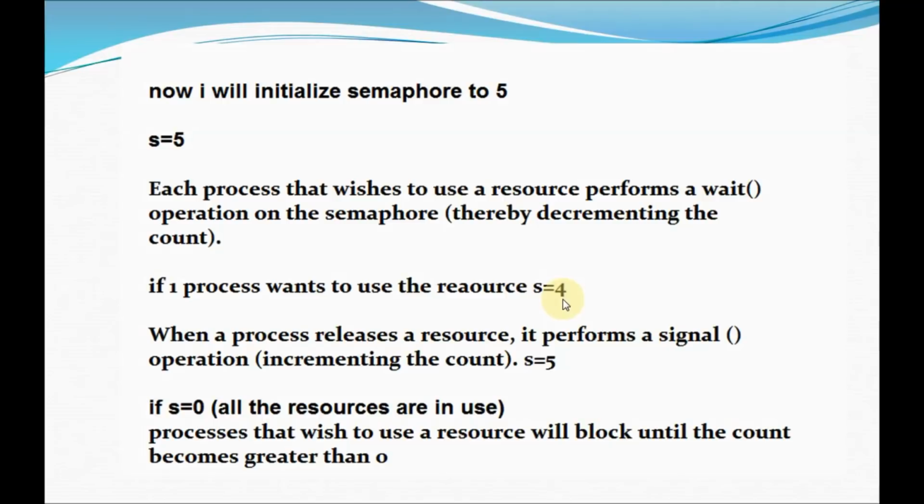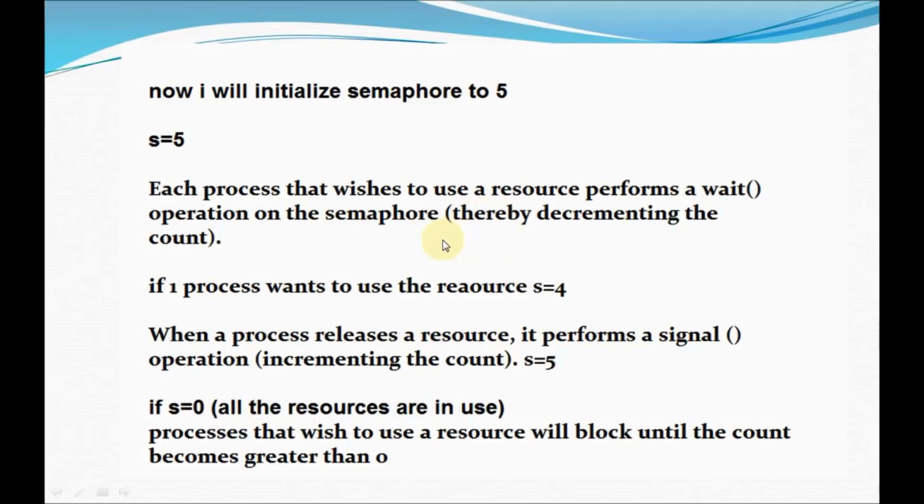Again, if a second process wants to use the resource, I will decrement this again. The value of S will reduce from 4 to 3. Now 2 processes are using the resource, still 3 remaining. Again, if another process requests, I will decrement 3 to 2. Now 3 processes are using, still 2 remaining. Again I will decrement from 2 to 1, like that. So every time a process requests, I decrement the value of the semaphore.